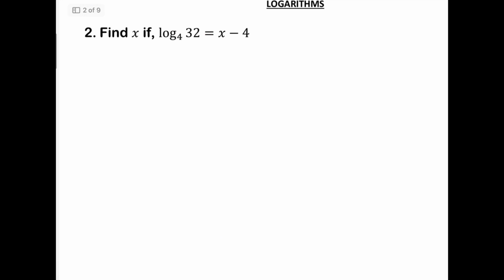Moving on to the next question, which says find the value of x if log 32 to the base 4 is x minus 4. So using the same definition of logarithm, we can directly convert this into indices form as 32 equals 4 raised to x minus 4.